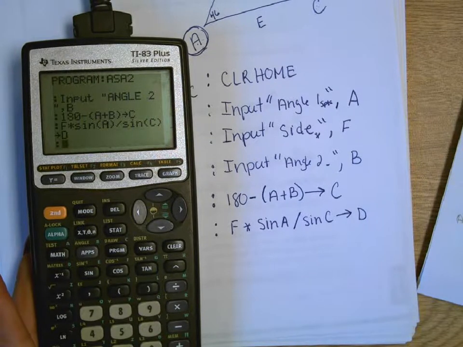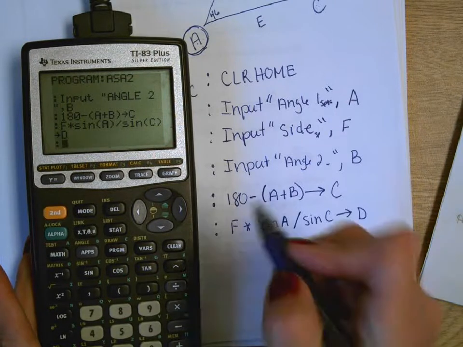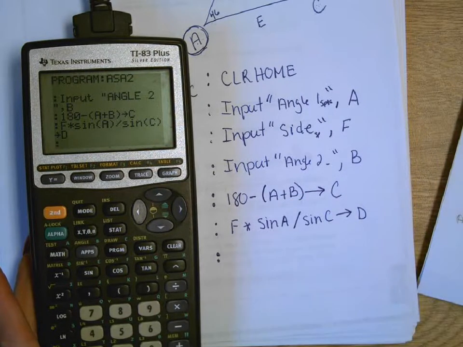Are we good so far? No. Okay. Chill. And then it's stored in D? Stored in D. You're good. Everybody else good before we do the last line of math?